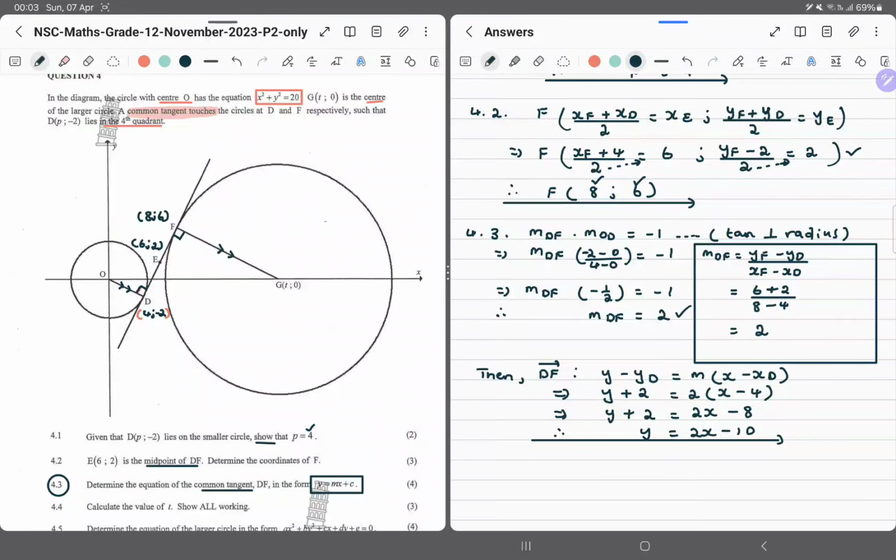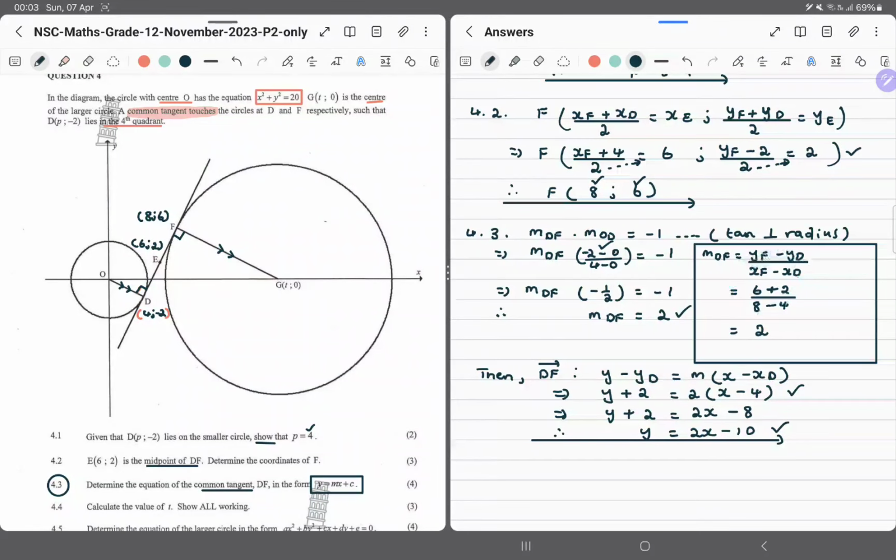Most likely we get a mark for finding the gradient. We get a mark for calculating the gradient of OD, okay? And essentially doing correct substitutions of point D into the correct format and the answer, okay? That's how we can score those 4 marks.